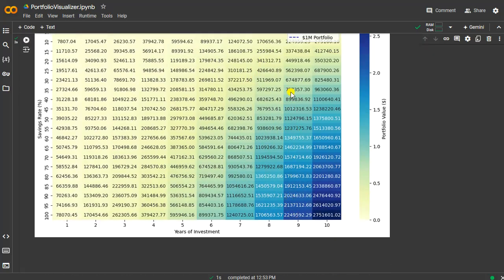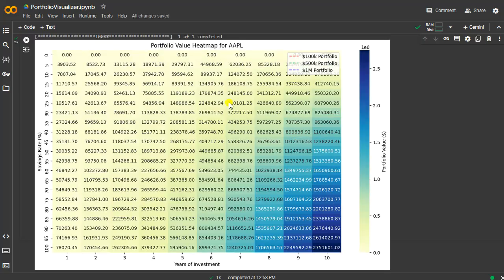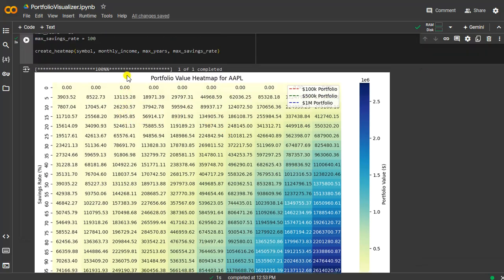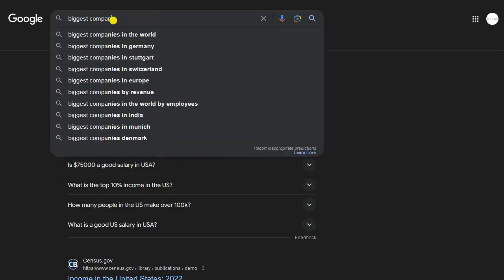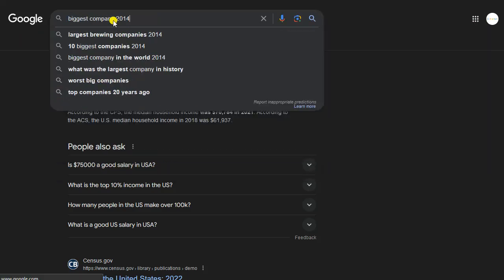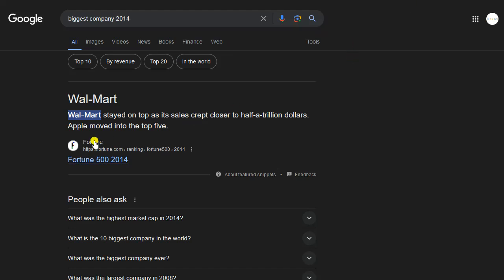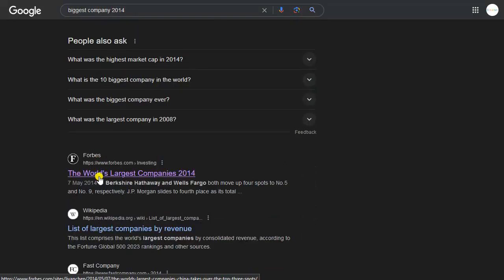This is like 9 years, but it's also not highly risky, I would say, because Apple was already one of the dominating tech companies. It was very obvious in 2014. It was already one of the biggest companies on the planet, if not the biggest, right? The biggest company in 2014 was Walmart, actually, in the list of largest companies by revenue.